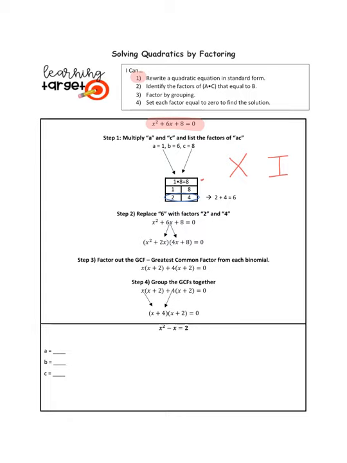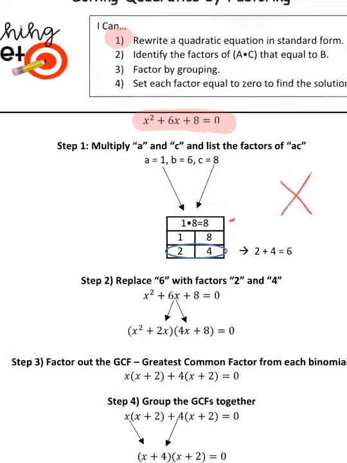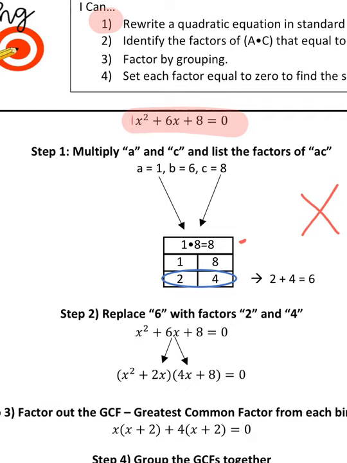So for this example here, A times C, A is the number that's in front of x squared. So when there's no number there, it's implied to be a 1. So that's why it says the A value is 1. Your B value is whatever number is in front of x. That number is 6. And then your C value is the last number, or the constant. It's called constant because it's a number that does not change. It's not attached to a letter at all. It's all by itself. So our C value is 8.